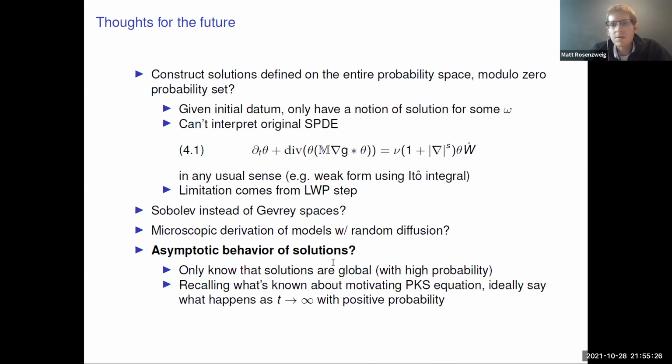And then the most interesting question, I think, is can you say something about the asymptotic behavior of solutions as time goes to infinity? We only know that they're global with high probability, but if you recall what's known, I mentioned this at the very beginning of the talk for the PKS equation, you'd ideally like to be able to say how the solution is behaving as time goes to infinity. But at present, I'm not sure how to do that.